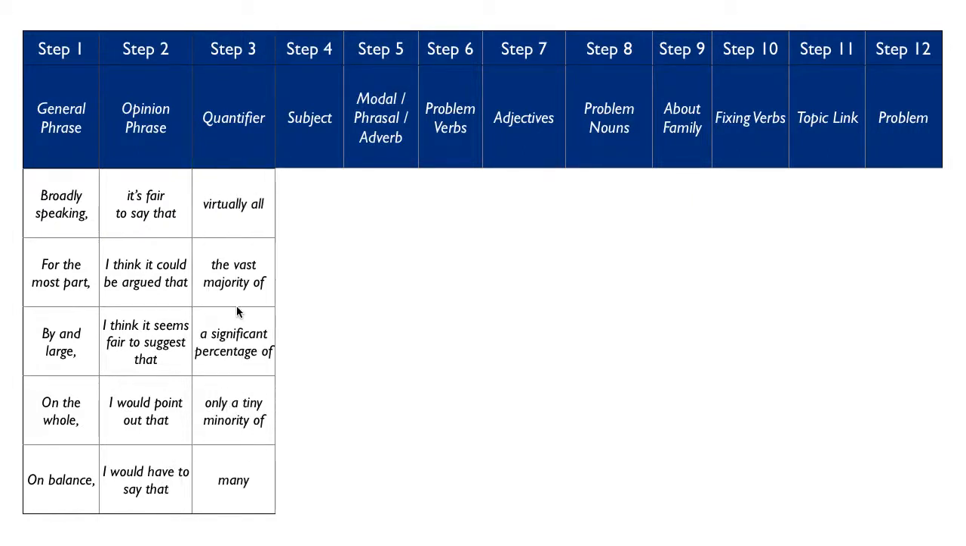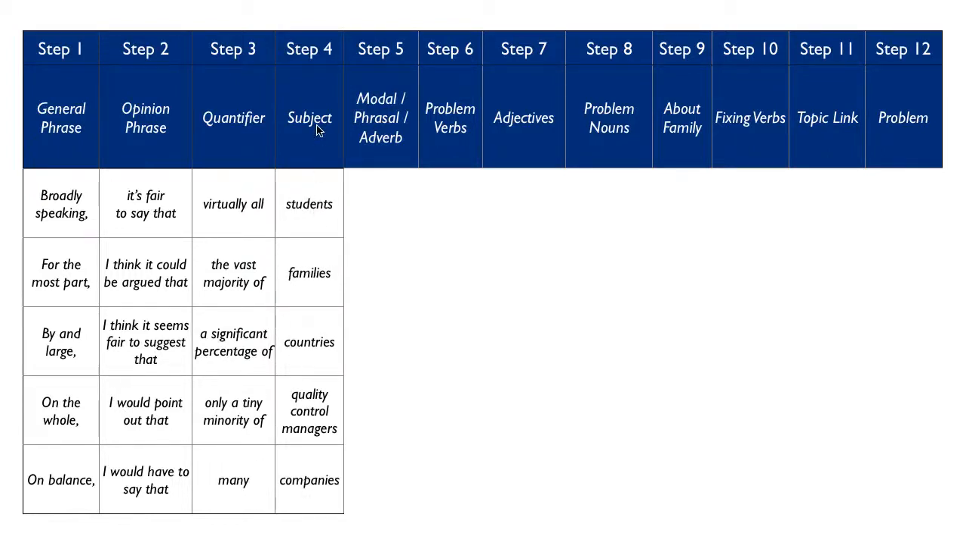Then some quantifiers like virtually all, it's about 99%, the vast majority of, which is 70 to 85, 90%, a significant percentage of, it's a rather hedging phrase that it could be anything from 30% in your head to 80%. Only a tiny minority of, again, could be something like 5%, 10%, depends on your opinion. And then just our very simple many, often underestimated, but a very valuable phrase. Then whoever we're speaking about will be the subject: students, families, countries, quality control managers, or companies.